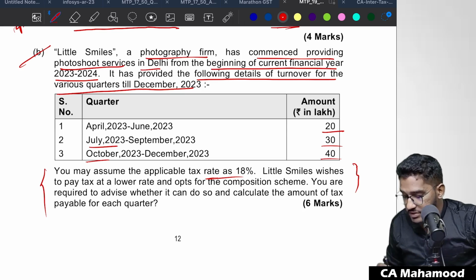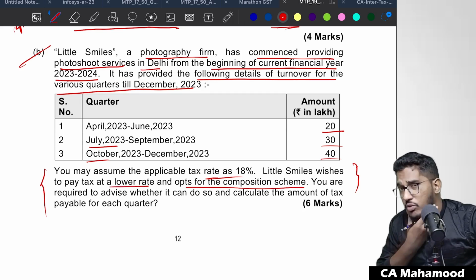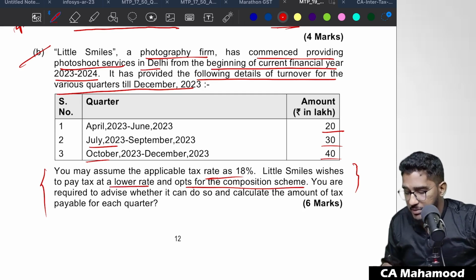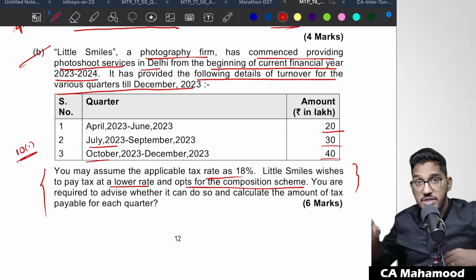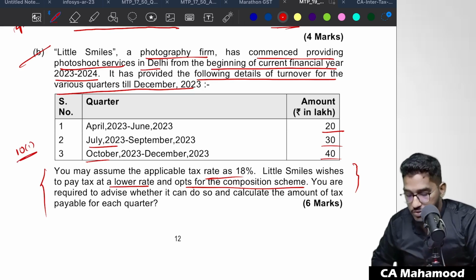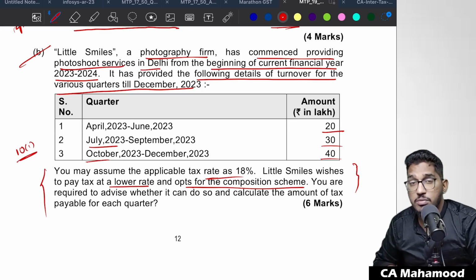Little Smiles wishes to pay tax at a lower rate and opts for the composition scheme. They wanted to opt for the composition scheme. You tell me, can they opt for the composition scheme under 10 subsection 1? No. Why? Because 10 subsection 1 is a composition scheme for those persons who are engaged in the supply of goods or marginal supply of services. But in the given case, the person is exclusively engaged in providing services.